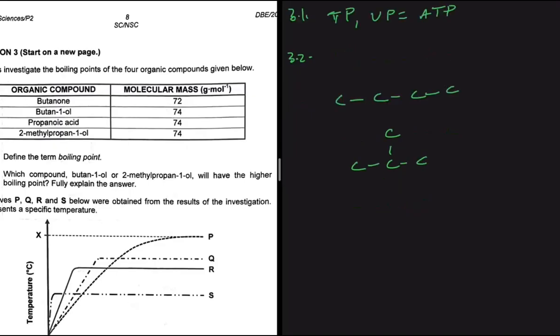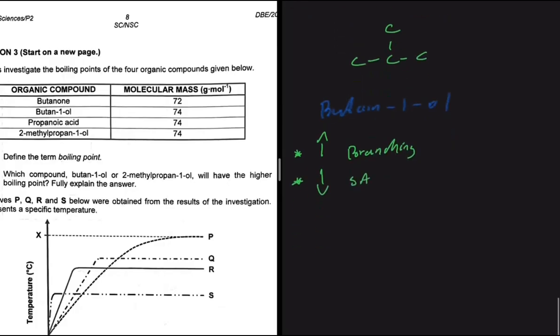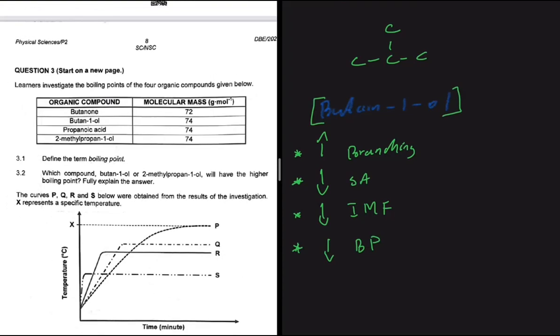So between these 2 compounds, butan-1-ol will have a higher boiling point. Why am I saying so? That is because an increase in branching, right? If the branching increases, then the surface area decreases, right? And then a decrease in surface area decreases the intermolecular forces. And then if intermolecular forces decrease, less energy is going to be required to overcome the intermolecular forces, and consequently a lower boiling point. So the boiling point will also be lower. That is 3.2. Let's look at 3.3.